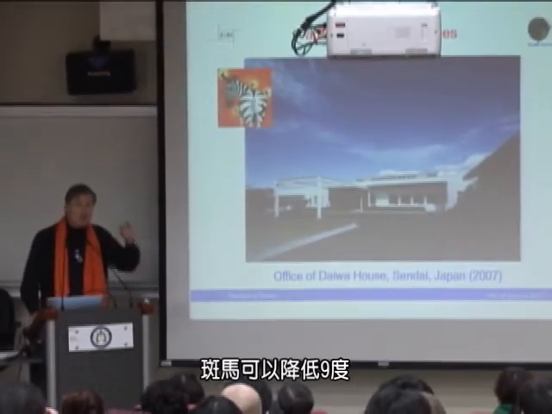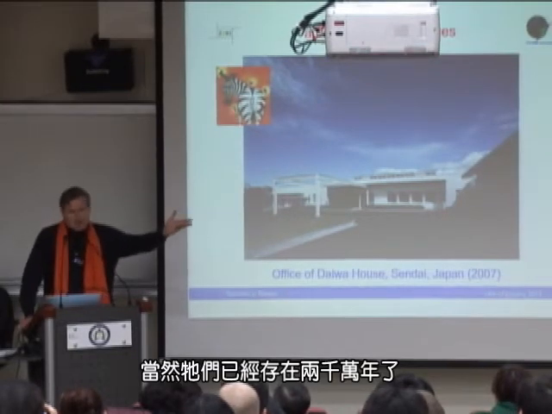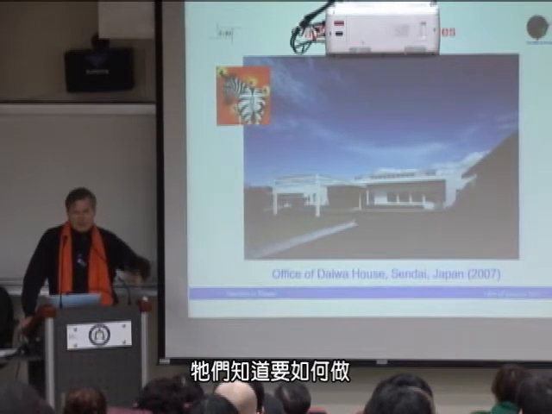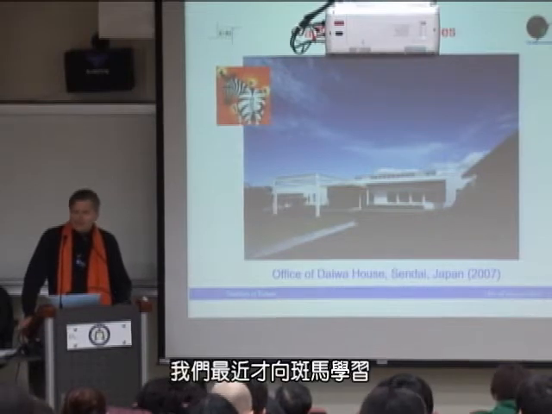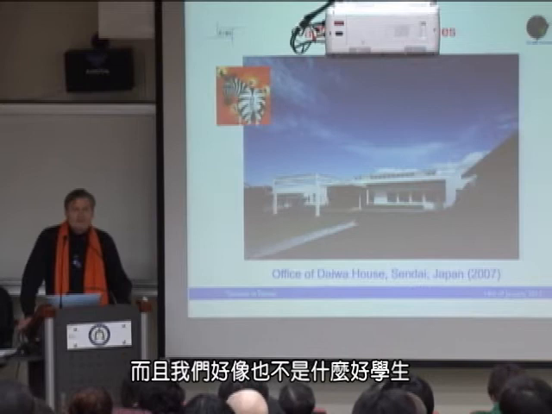Inspired by the zebra. The zebra can decrease it by 9 degrees. But of course they've been at it for 20 million years, so you know, they've got a head start. They know how to do this. We've only been learning from the zebra recently, and we're just not so good students.